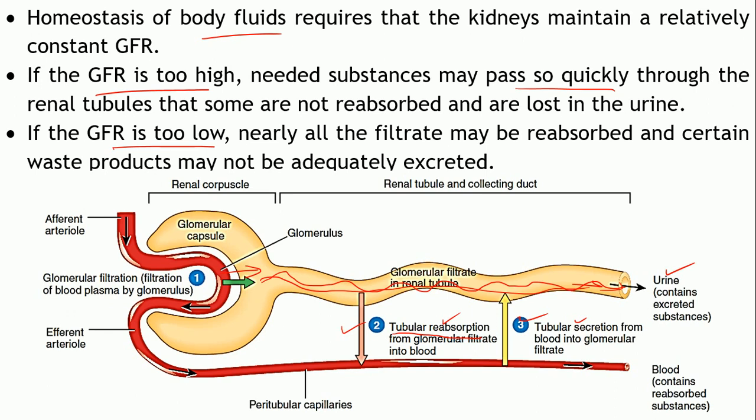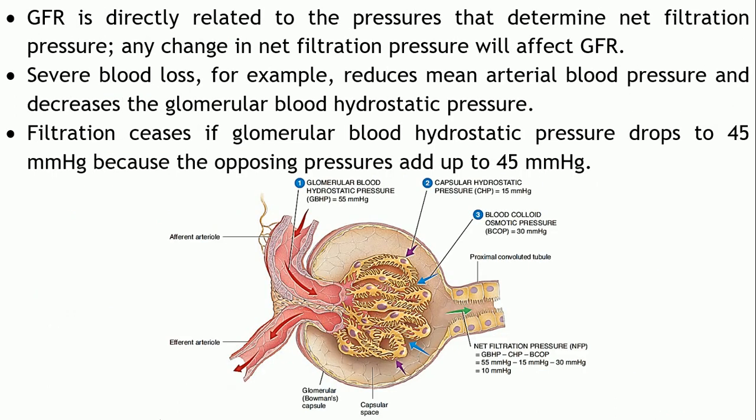Almost all the filtrate may get reabsorbed. Even certain waste products may not be excreted out adequately. Okay. So this GFR, the glomerular filtration rate, is very important. It will be determined by the net filtration pressures. So it is related to these pressures.